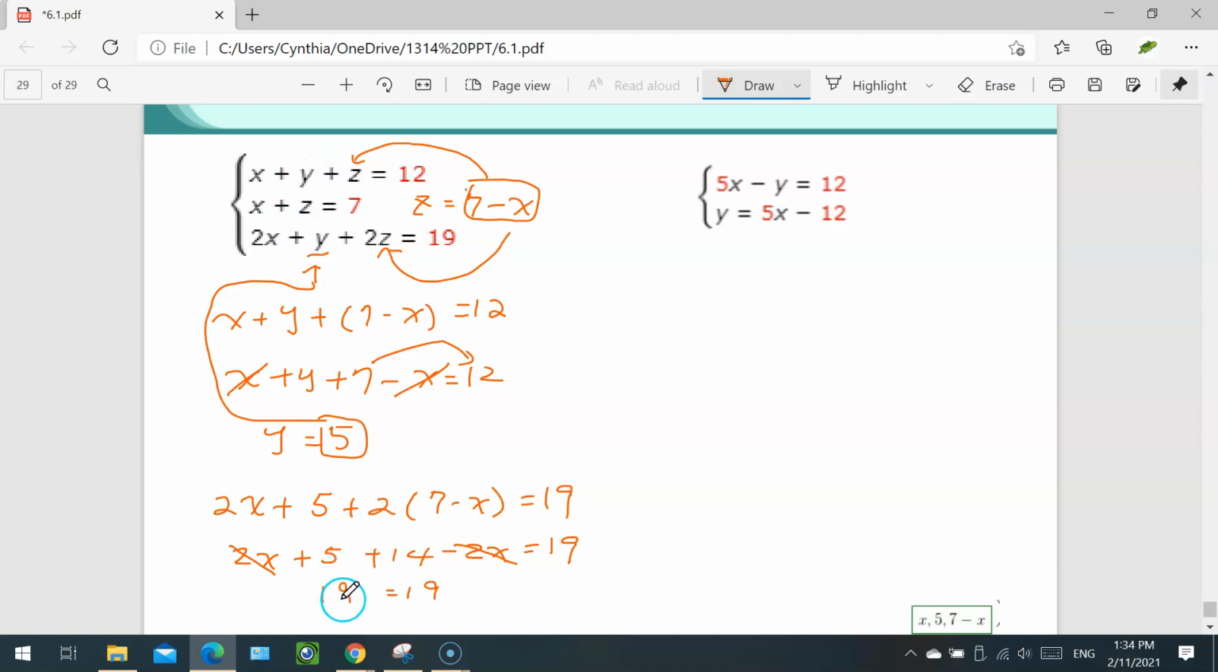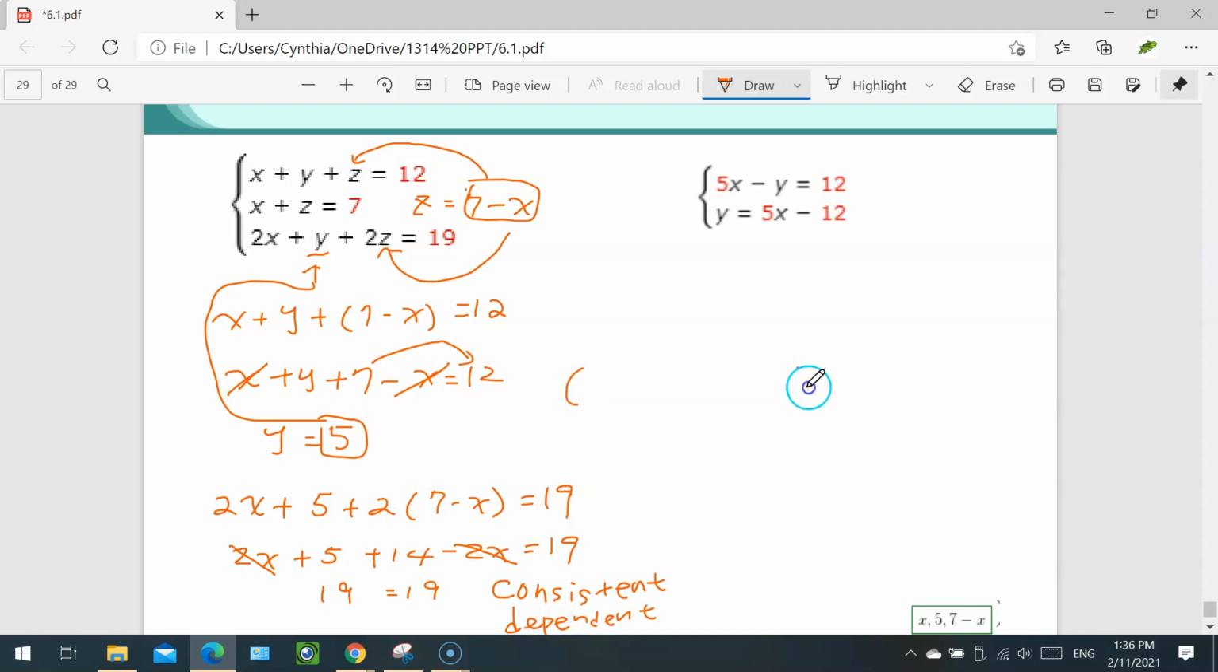Now we solve for 19 equal 19. We have 19 equal 19. That means this is a true statement, right? So we have the consistent equation. Consistent. That means your y, your z, and x, they are dependent equations.